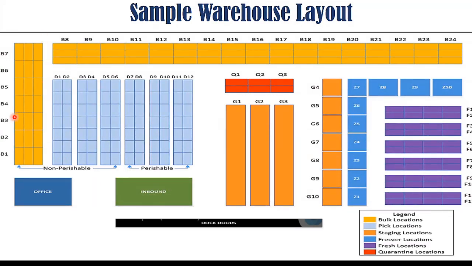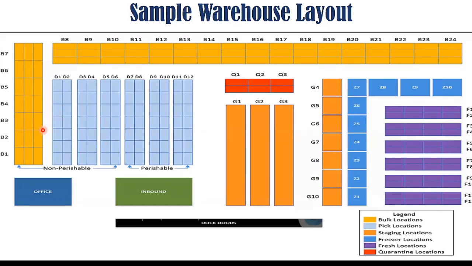And then you'll have bulk locations. The bulk locations are here under B1 to B7, B8 to B24. These are all bulk locations. The bulk locations are where you store items which are not required right now. If it's not required immediately, you'll probably store it in bulk, and then you'll have a pick location.